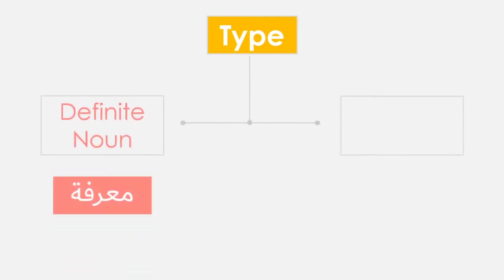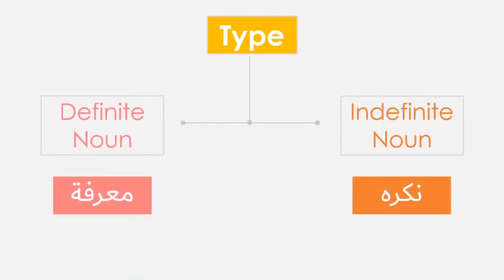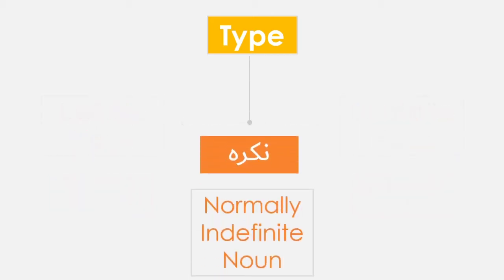Ism is divided into two types: definite, which is called معرفة, and indefinite, better known as nakira. Normally, a word is considered to be nakira. There are certain categories that make a word معرفة. Therefore, we need to study what makes an ism definite or otherwise.